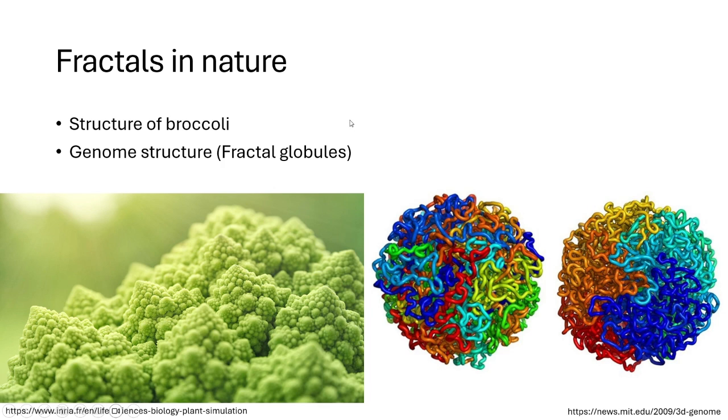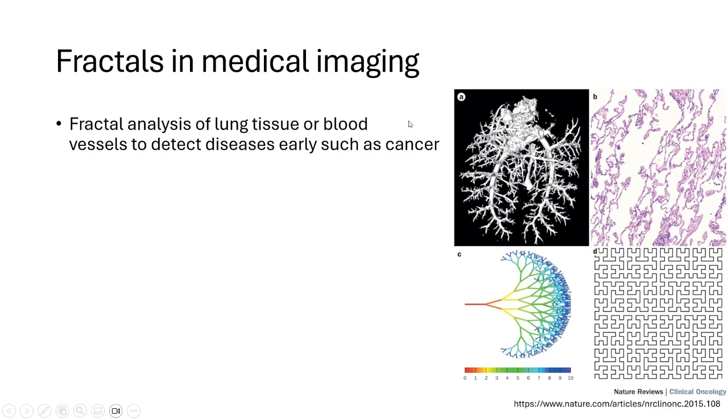Next, we have fractals in nature. For example, in broccoli or cauliflower, these leaves can be seen to be quite self-similar and create some intricate patterns that resemble fractals. Or another example is genome structure like fractal globules. Turns out that some genomes in our body look like fractals, and these can help us in understanding our body better. Furthermore, we have fractals in medical imaging. For example, lung tissue or blood vessels quite look like fractals due to their self-similar nature as well. And by analyzing these fractals, we can possibly detect some diseases early, such as cancer.